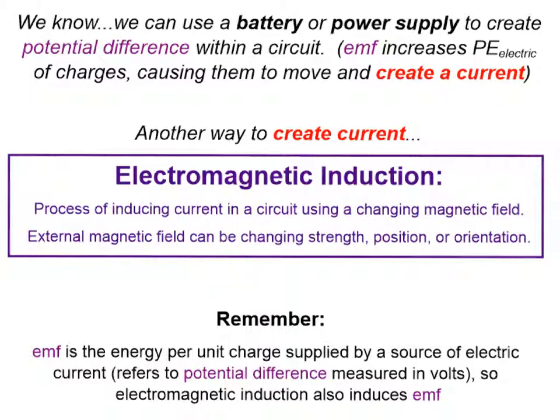So how can we change a magnetic field, or what can cause that changing magnetic field? That can be done in several ways. We can change the strength of the magnetic field, the position of it, or the orientation, and that will actually induce a current in our circuit.